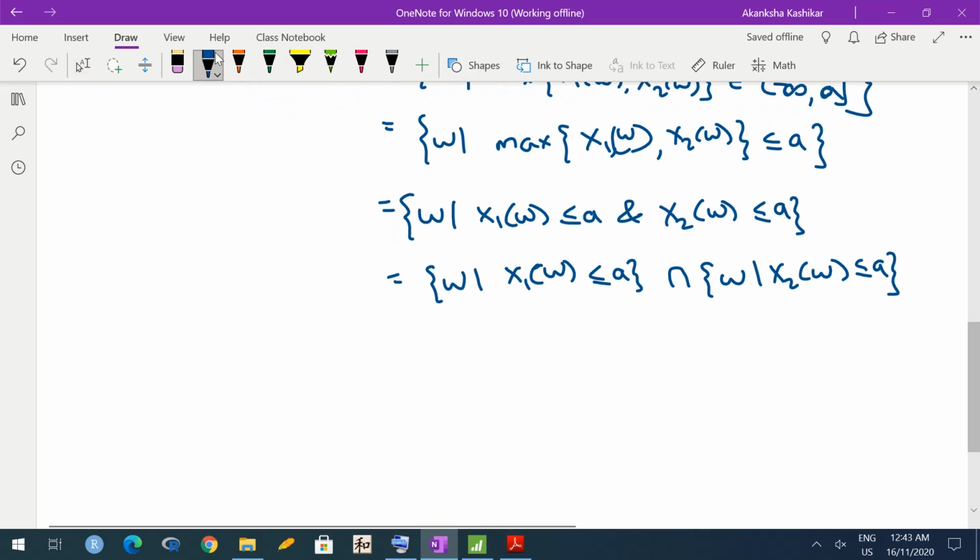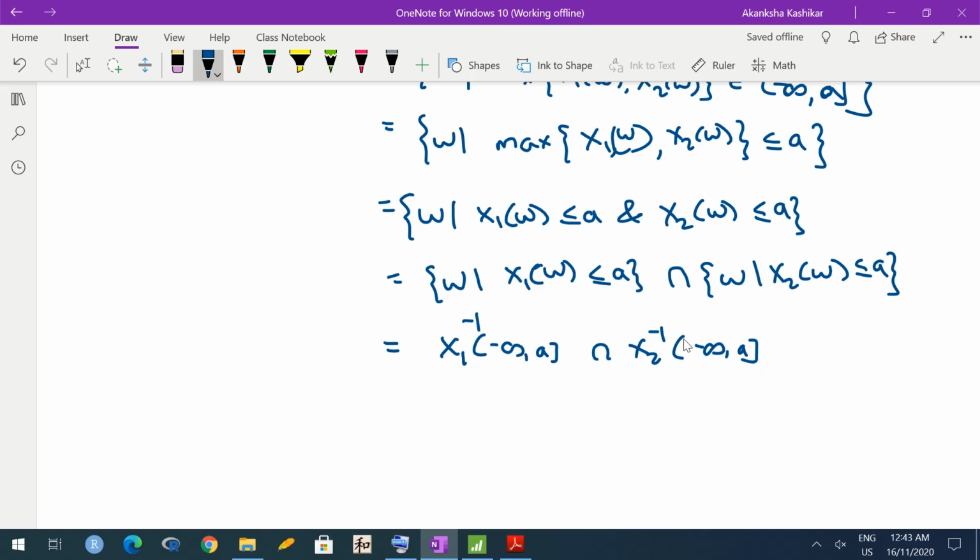And what do I know about these two sets? Now the first set is actually X1 inverse of (minus infinity, a], and the second set is X2 inverse of (minus infinity, a]. And we know that X1 and X2 are random variables, so we know that this belongs to script A, and this belongs to script A. And script A is a sigma field. So the intersection of any two sets from script A must be in script A. And this is what we wanted to prove.